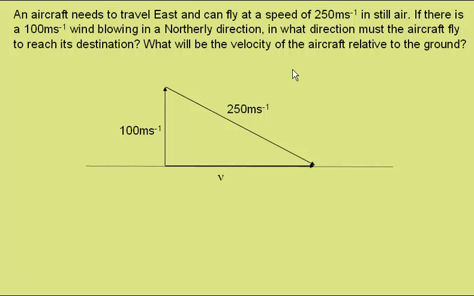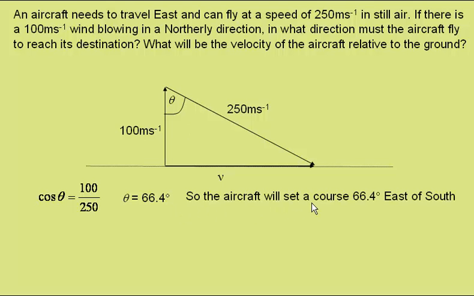Firstly, the question asks us to find what direction the aircraft must fly in. So I'm going to find this angle theta. I could equally find this angle. Cos theta is adjacent over hypotenuse, which in this case gives an angle theta of 66.4 degrees, which looks roughly right on my diagram. Just a quick check there. Meaning that the aircraft will set a course of 66.4 degrees east of south.